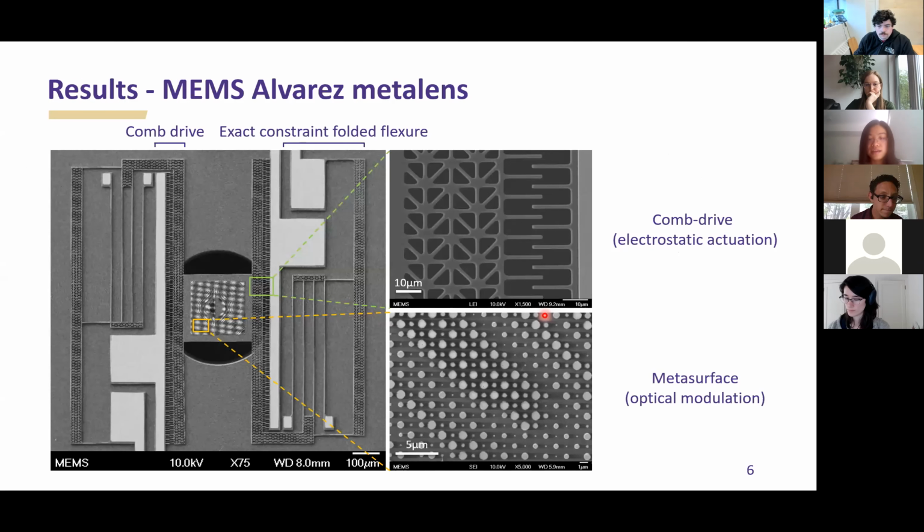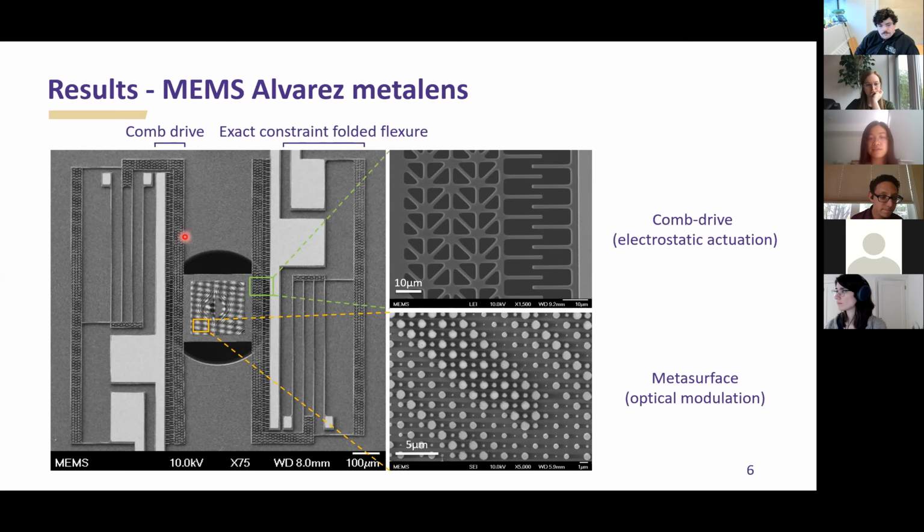Next one. And here are the SEM images of the fabricated Alvarez device. You're actually seeing the mobile metal surface because the stationary one is right underneath, aligned with it, so you can't see the other one. This is the most important and interesting one, and you can see the metal surface. This is one of the metal surfaces on the center platform.